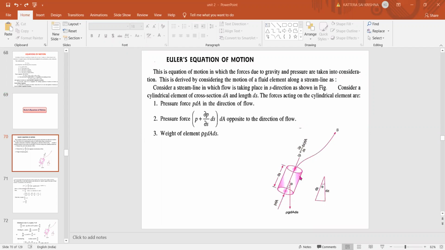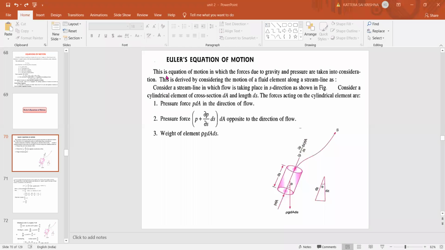We are considering a small cylindrical element whose area of cross section is dA, and the length of that element is ds. S is nothing but the distance along the direction of the flow, the distance along the streamline, which we consider as S.